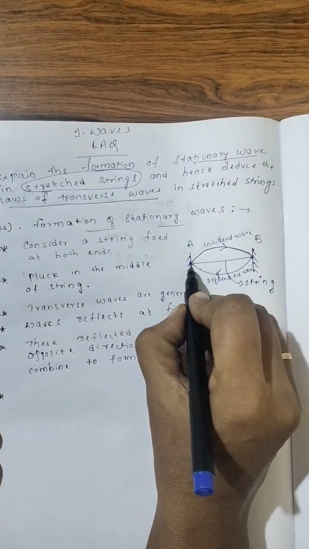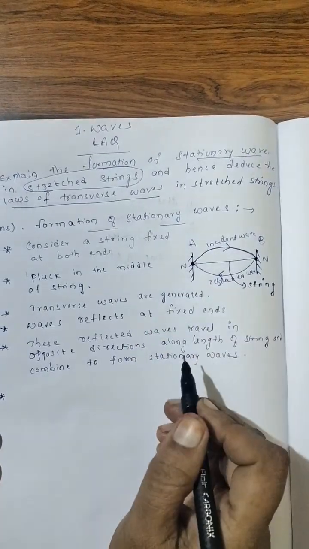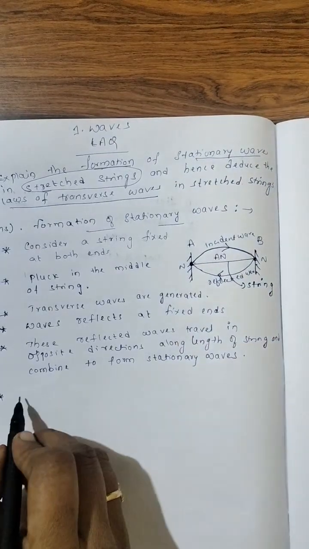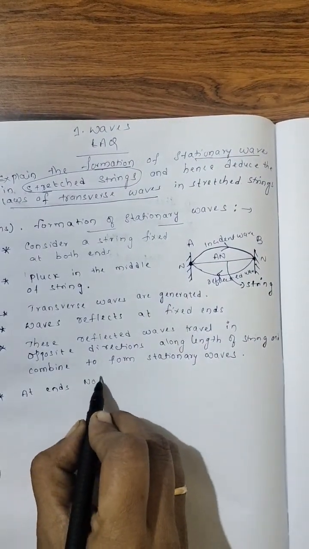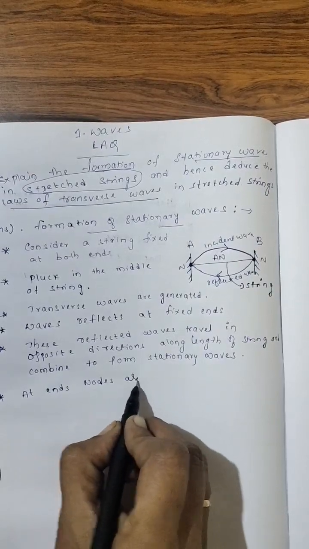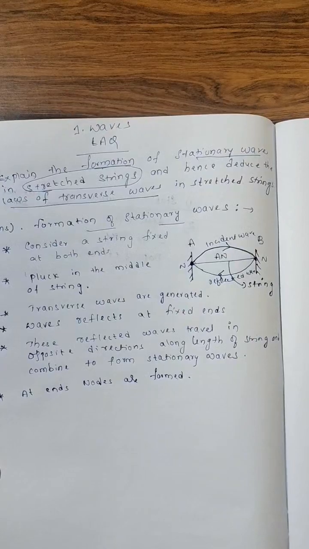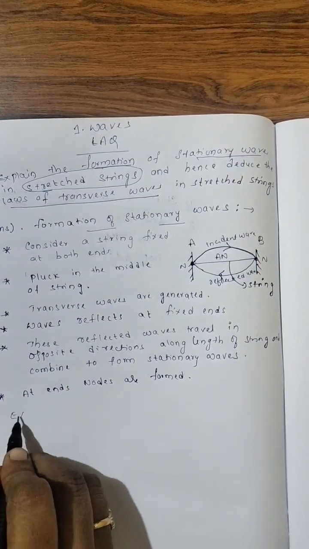Now see, at the ends, what are we getting? Node position, and in between, antinodes. So at ends, nodes are formed. Clear? Right? Now let us go for the explanation.